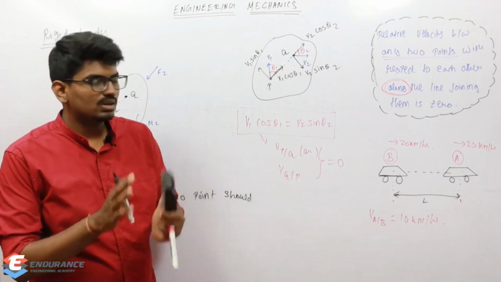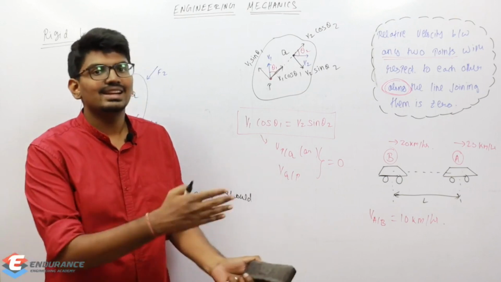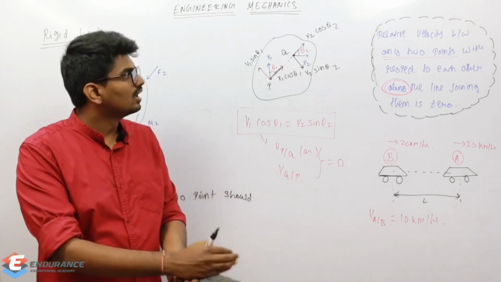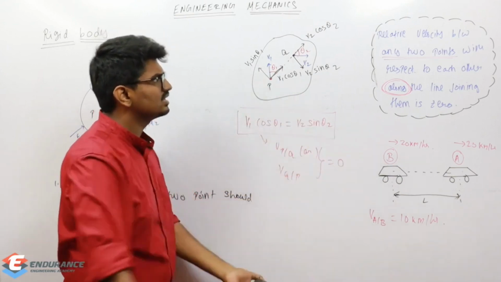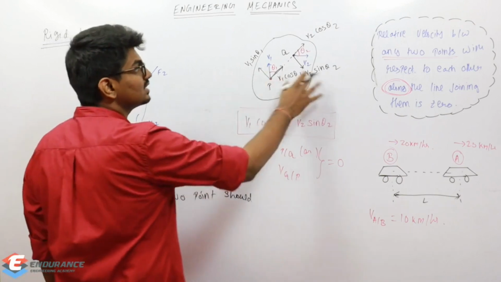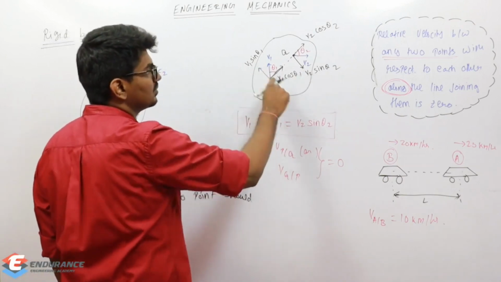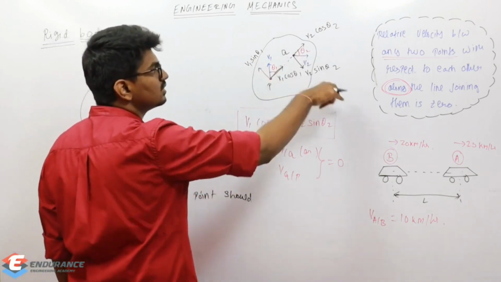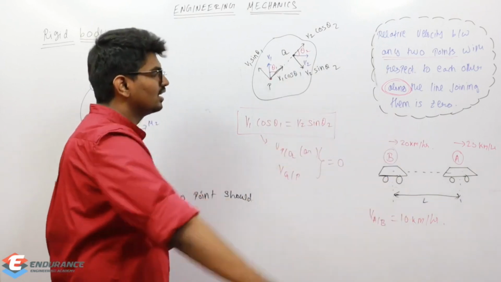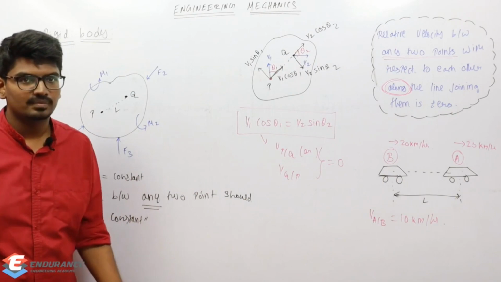So the velocity of one point with respect to the other point along the line which is joining them has to be 0. But perpendicular to it, it can be 0 or it cannot be. I will explain that through an example. There is no necessity that V1 sin theta 1 and V2 sin theta 2 should be the same. It can be the same or different, no issues at all. Wait for a moment, I will explain with an example.